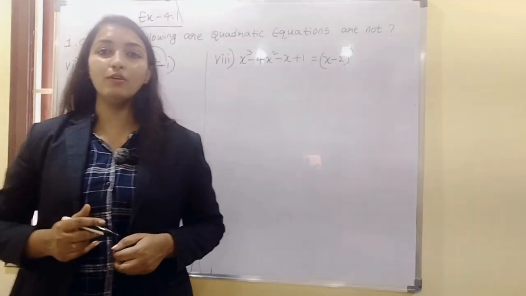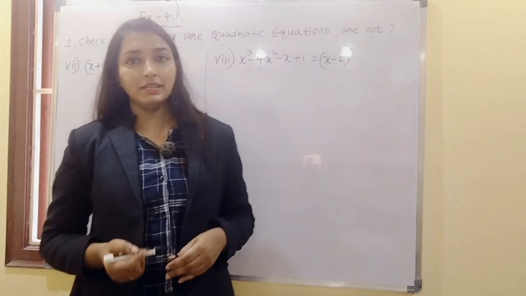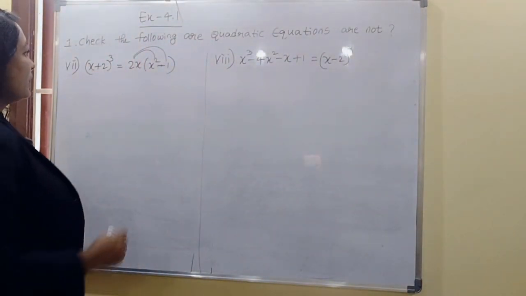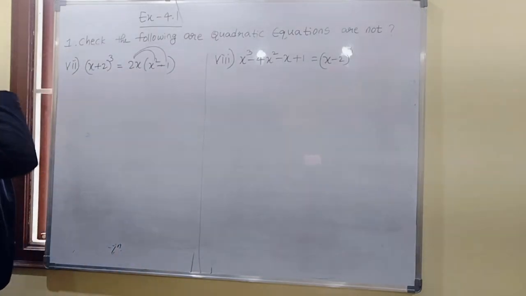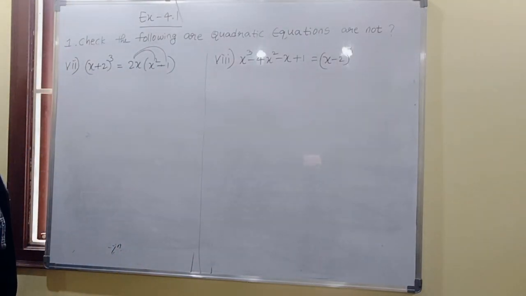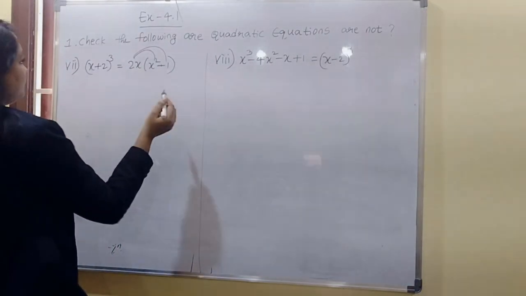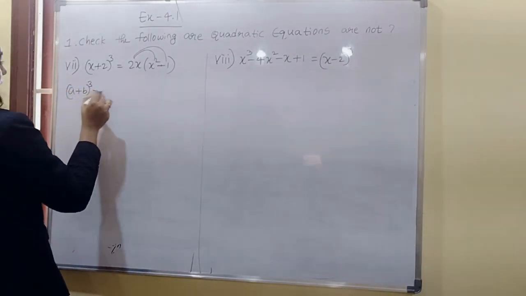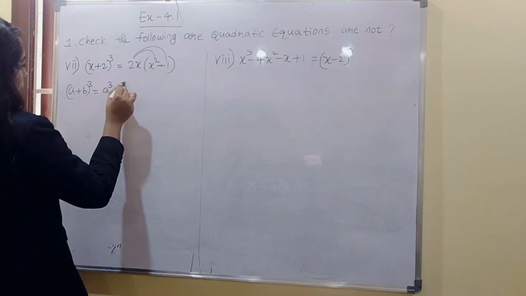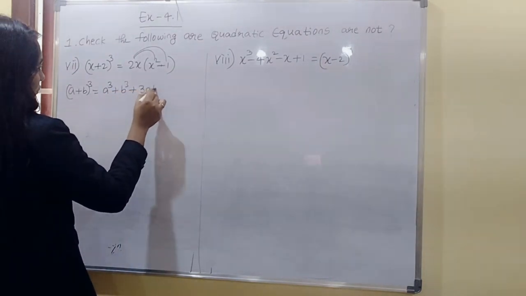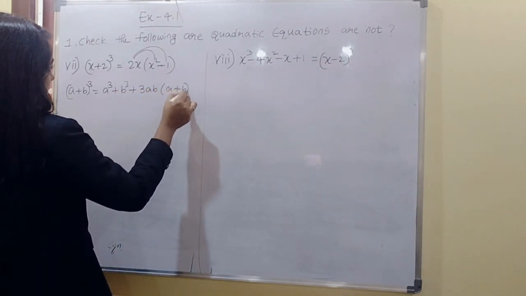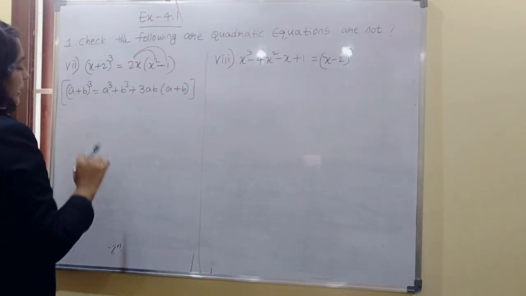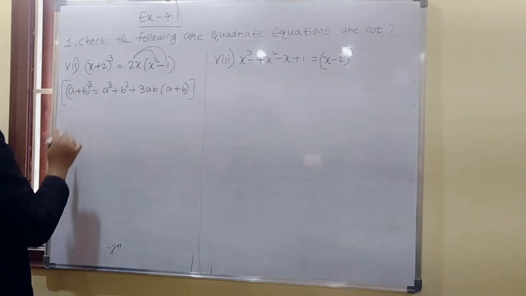This is the seventh one of exercise 4.1. Let us see whether this is a quadratic equation or not. Okay, so read the question: x plus 2 whole cube is equal to 2x into x square minus 1. (a plus b) whole cube, right? What is the formula of (a plus b) whole cube? a cube plus b cube plus 3ab into (a plus b), right? So now we express LHS in the form of a cube plus b cube plus 3ab into (a plus b).